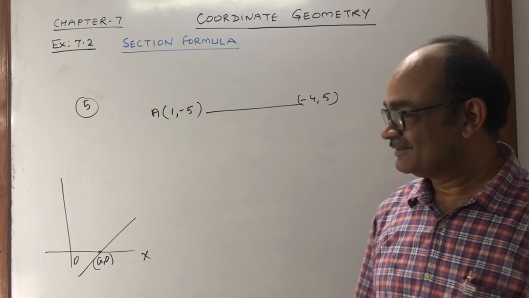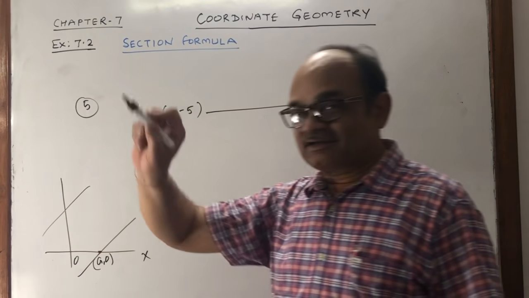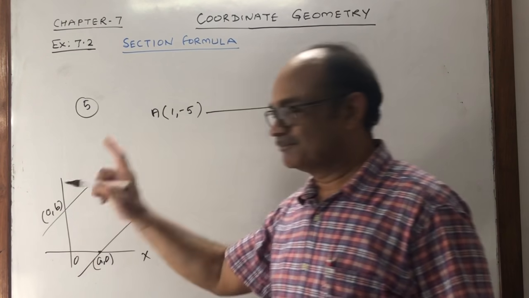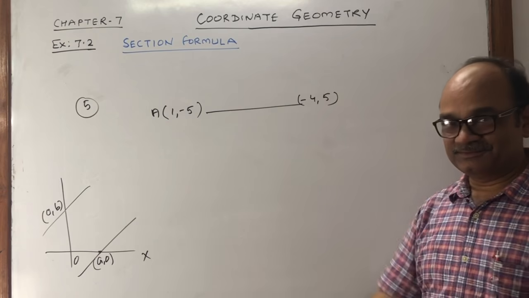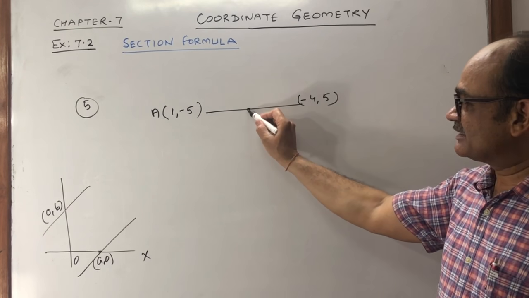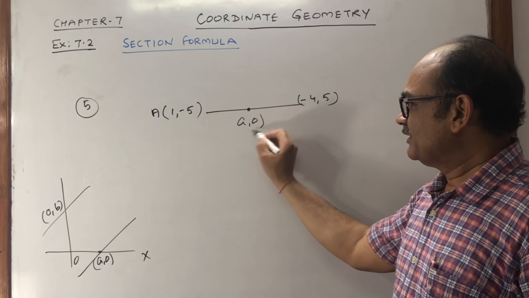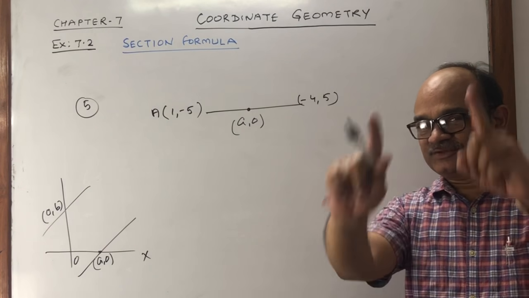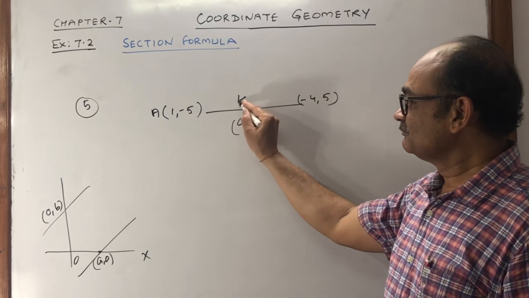Class 9 concept. If a line segment say cut by y-axis, then what about this point? 0 comma b. Important point. So this line segment is divided by the point, by the way, a comma 0. Ratio is not known. And whenever ratio is not known, we have to assume k:1.